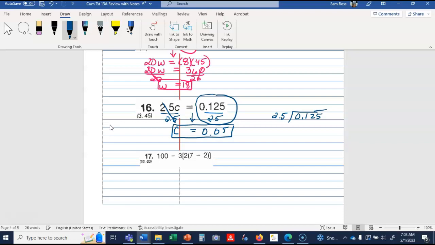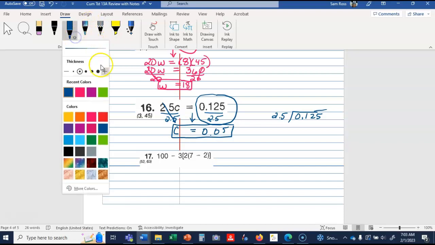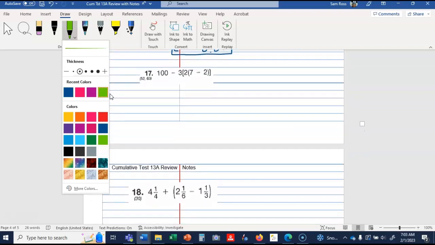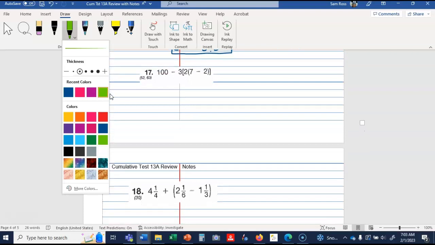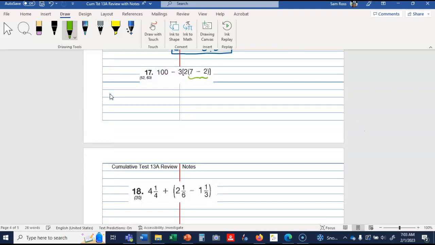Okay, so write all of that down, please. And we choose another color. All right, so 17 is one of our symbols of inclusion problems. So we have to start here. So 7 minus 2 is 5, and everything else stays the same.